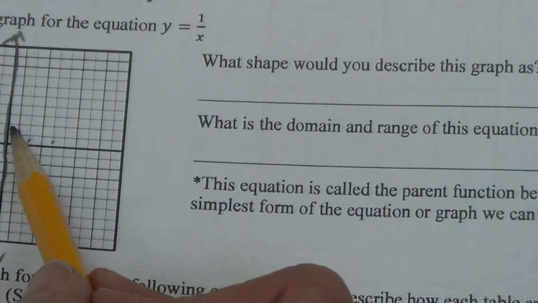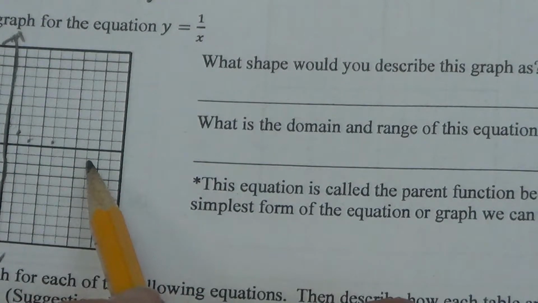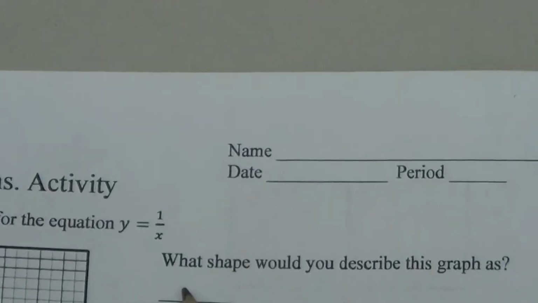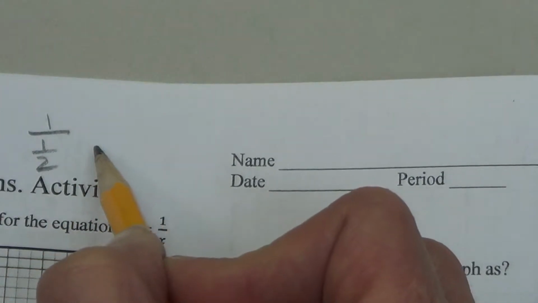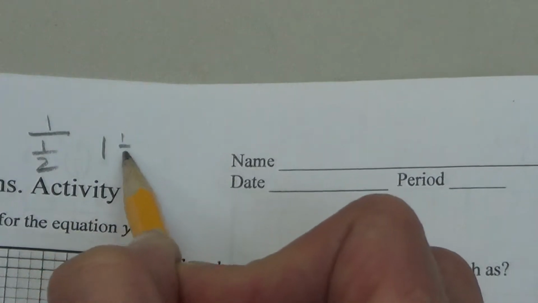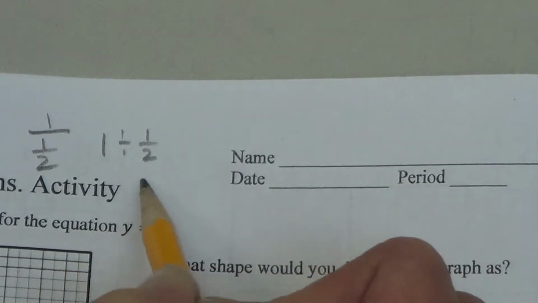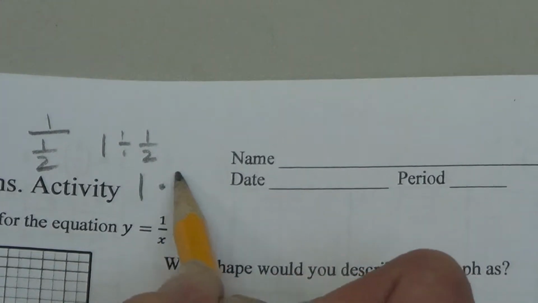So our question is, what happens here close to the 0? If we have 1 over 1/2, that's the same thing as saying 1 divided by 1/2. So we skip, flip, and multiply.